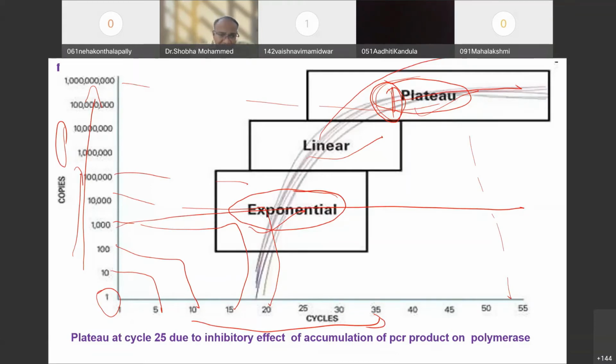Now you see here, the plateau at cycle 25. Cycle 25 is due to the inhibitory effect of accumulation of PCR products on the polymerase. It means the polymerase, which helps in the formation of the new fragments of DNA by arranging the new nucleotides, is inhibited. This is an inhibitory effect. It means that it cannot keep on synthesizing.